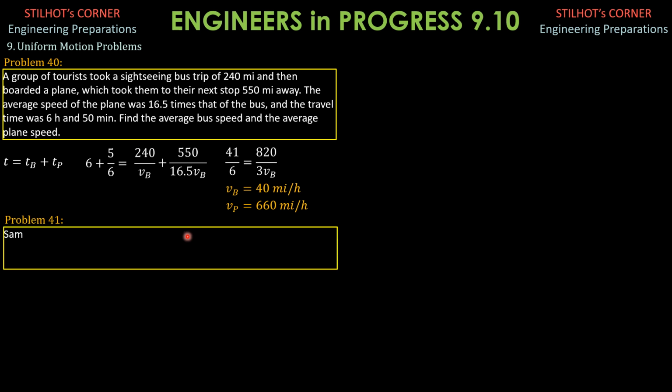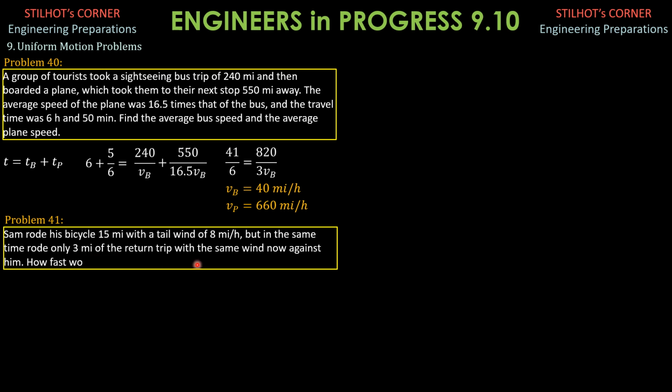For problem 41, Sam rode his bicycle 15 miles with a tailwind of 8 miles per hour, but in the same time rode only 3 miles of the return trip with the same wind now against him. How fast would he have traveled with no wind? So take note that Sam's travel time with the wind is equal to Sam's travel time against the wind. So let's set up that equation.